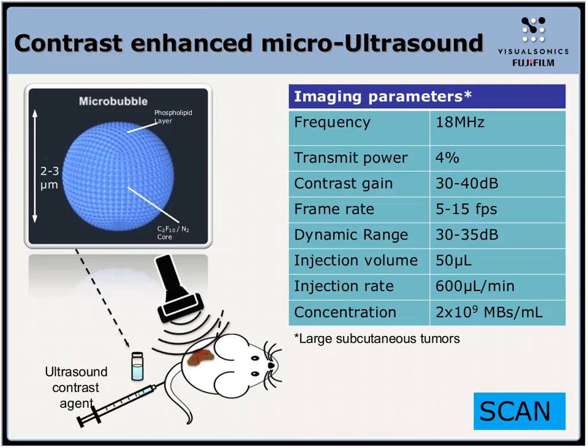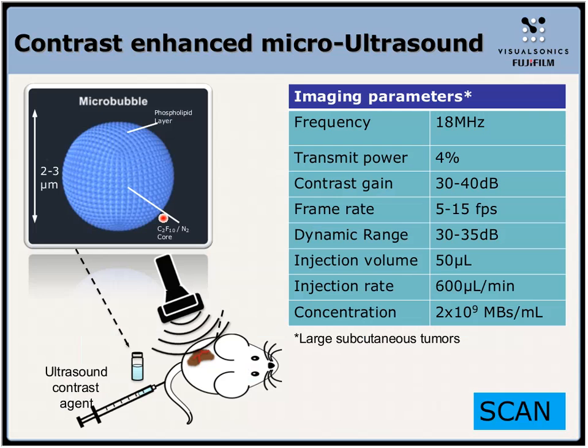Thank you. On the same playing field, the methodology of contrast-enhanced micro-ultrasound. Here I'm providing one slide to show you that contrast-enhanced micro-ultrasound uses microbubbles, and their dimensions are 2 to 3 microns. They have a gaseous core with a phospholipid bilayer and resonate to the frequency of the ultrasound transducer.